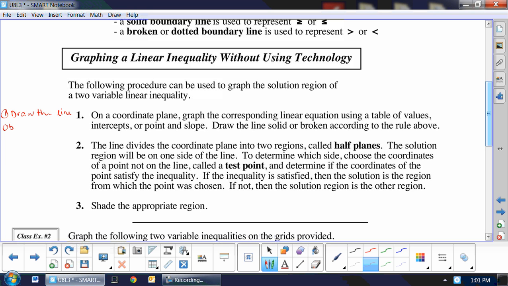And then obey boundary rules. That just means if they have the inequality as less than or greater than, make sure you use a dotted line. If they have it as less than or equal to or greater than or equal to, make sure you use a solid line. Okay?